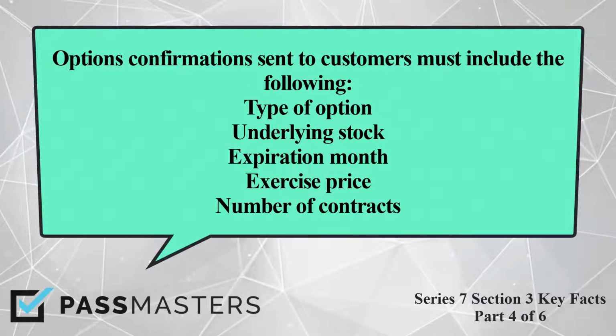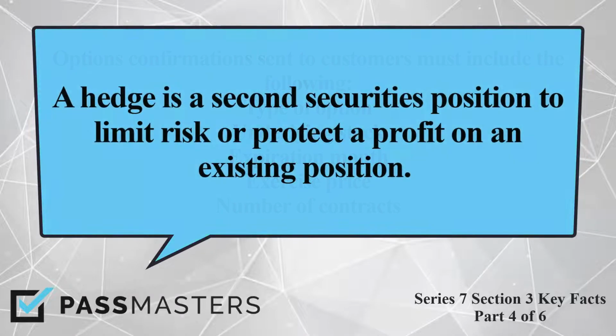Options confirmations sent to customers must include the following: type of option, underlying stock, expiration month, exercise price, number of contracts. A hedge is a second securities position to limit risk or protect a profit on an existing position.